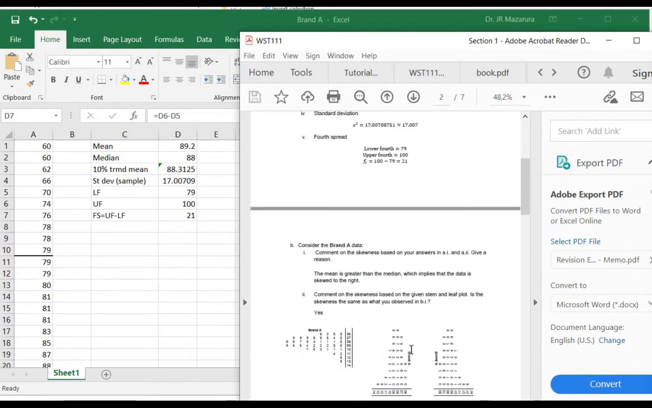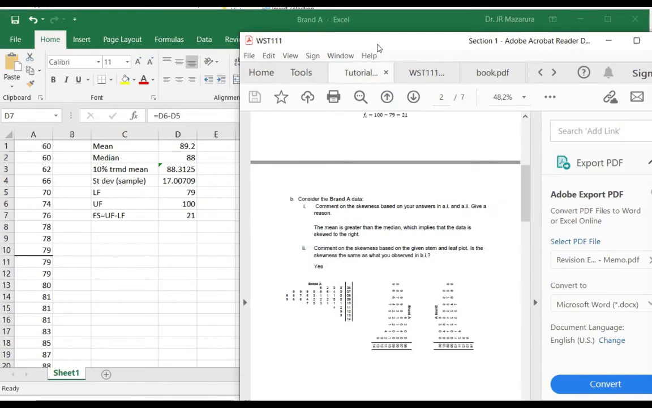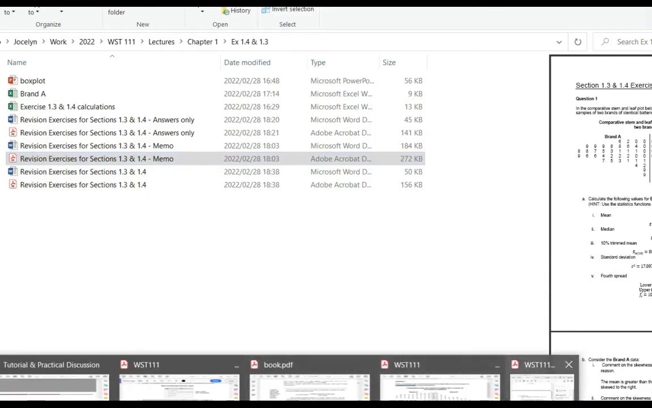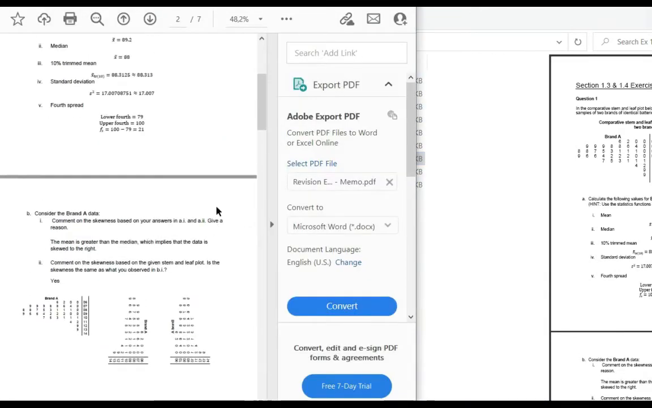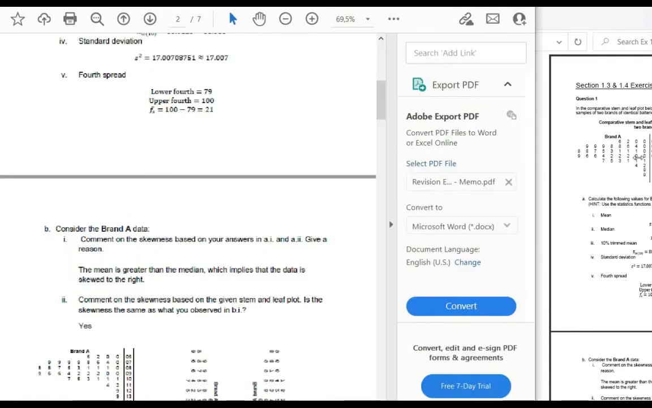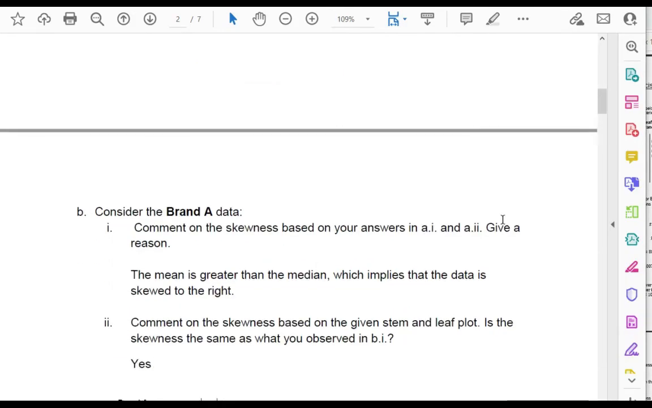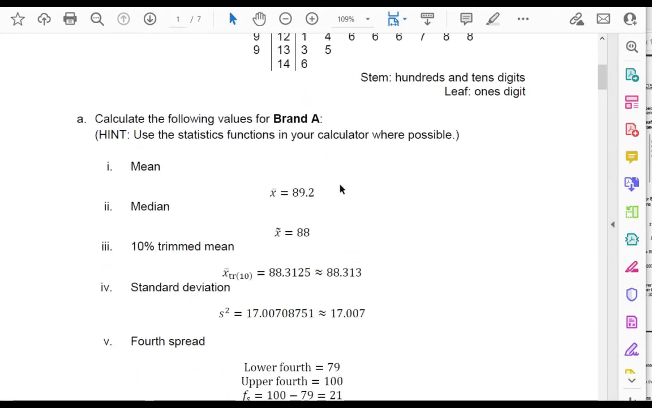Okay. Now, the next part of the question is asking you to consider the brand A data. So let me make this a little bit bigger. It says comment on the skewness based on your answer in A1 and A2 and give a reason. So when you look at A1 and A2, you see here that your median is smaller than your mean.